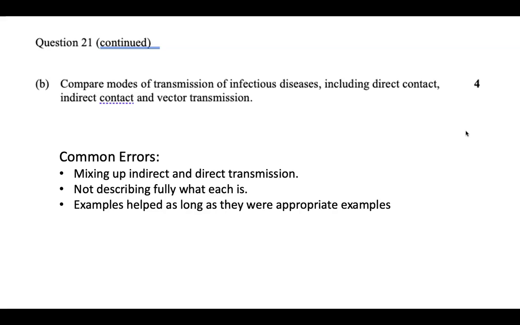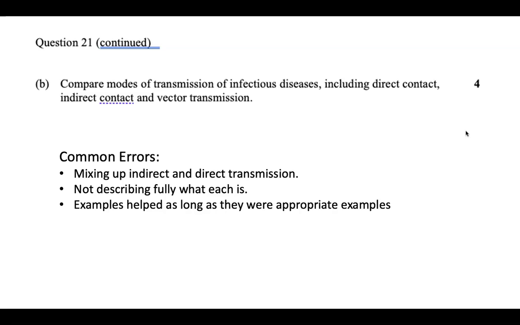Now, the most common errors that we saw were students mixing up indirect and direct transmission. Probably the most common one was talking about sneezing and coughing as being direct transmission. Sneezing and coughing is actually indirect transmission. Direct transmission is touch to touch. If we think about humans, it's human touch to human touch. So things like kissing, touching skin, sexual intercourse, those are the methods of direct transmission.